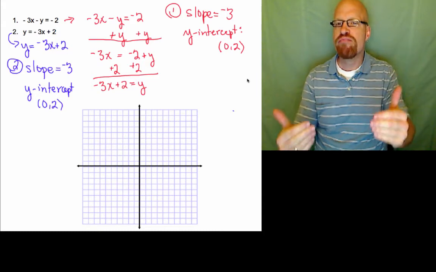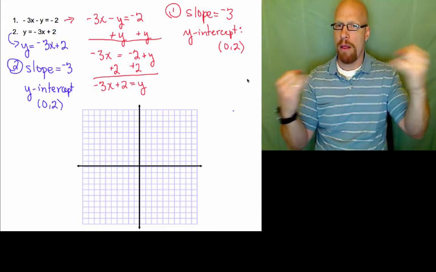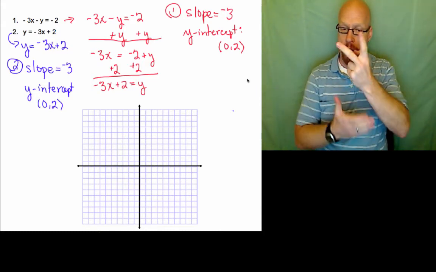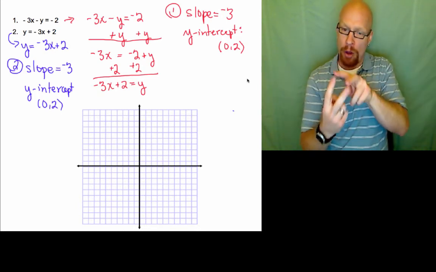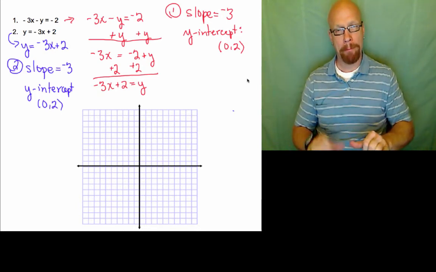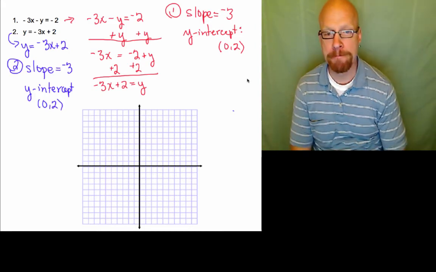Now we'll use my grid here to graph both lines. And you should see both lines occupying the same space, meaning all the x and y pairs are shared by both lines.